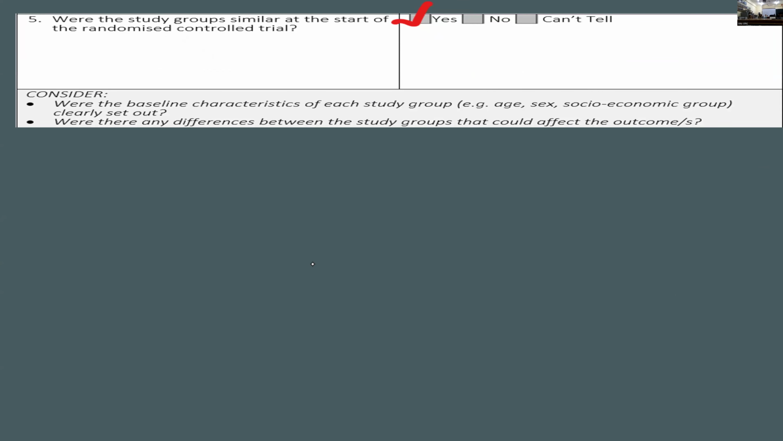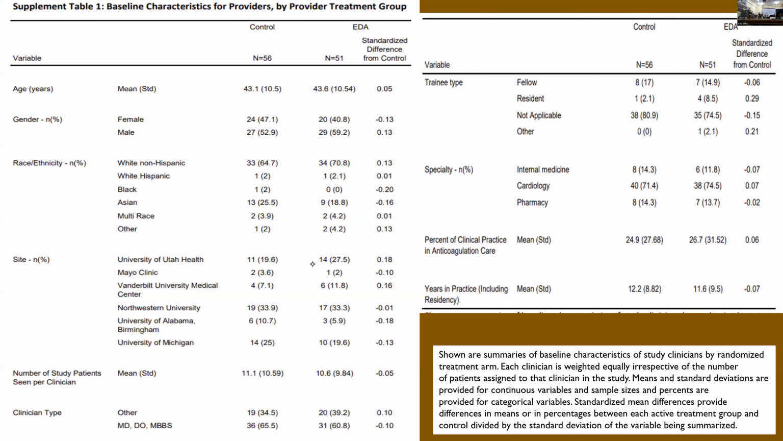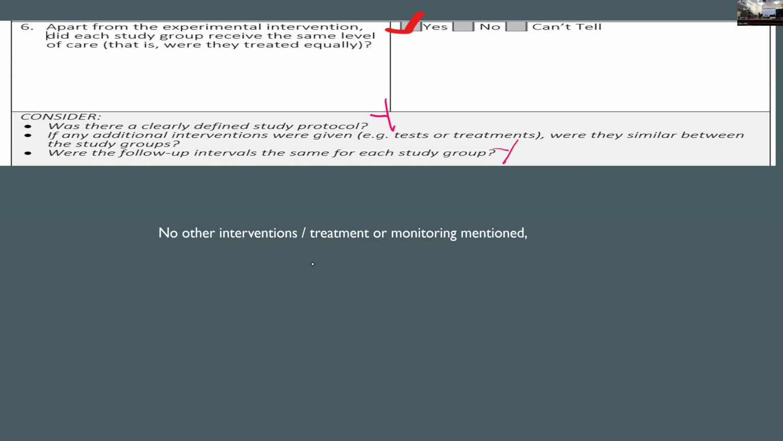Were the study groups similar? This is the baseline characteristics table. It was actually very well matched. The stratification they did was equal. The only difference was in positivity for limited reading ability, 11, 6, 7, which might not have made much of a difference. This is the baseline characteristics of the clinician providers, which were also adequately matched.